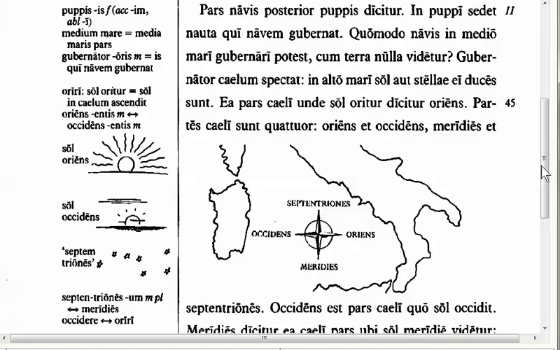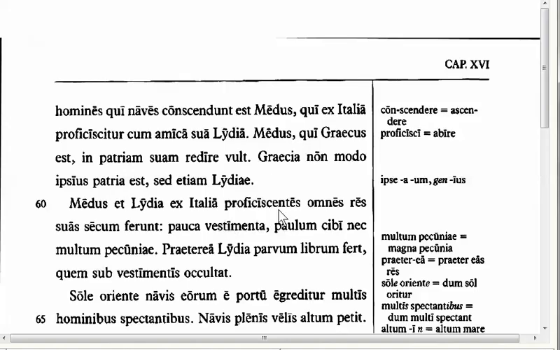The next feature I want to point out is in line 61, and that is where we have pauca vestimenta, paulum cibi, nec multum pecuniae. So Medus and Lydia are carrying with them few clothes, little food, and not much money. But literally, we have here cibi and pecuniae in the genitive case, and these are more partitives, like I pointed out earlier. Neuter with the partitive: little of food, much of money.